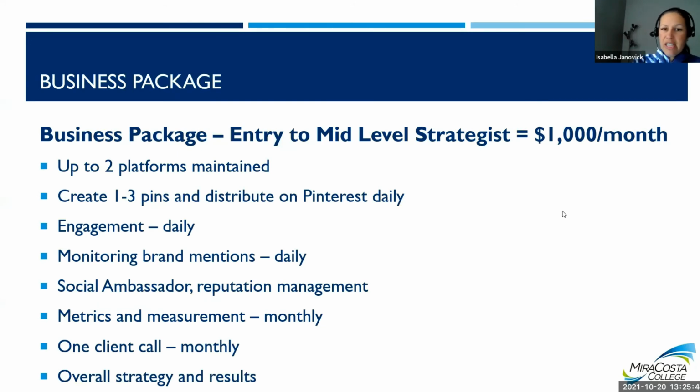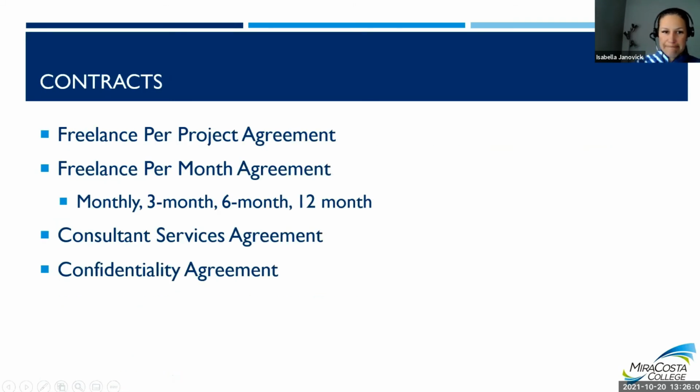A business package, say for an entry to mid-level strategist, $1,000 a month could get you up to 2 platforms maintained, create 1 to 3 pins. So you're thinking Pinterest, engagement, daily monitoring, social ambassador, reputation management, metrics and measurement, 1 client call a month, overall strategy and results. So that's an example of more of a mid-size package.